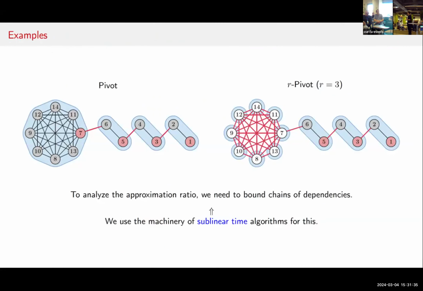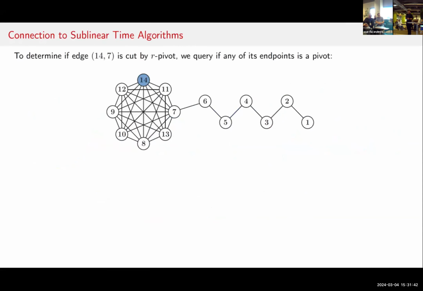Yeah, so the analysis of approximation. The number of rounds of the algorithm is by design R. So you terminate after R rounds. Okay, but the approximation. Okay, so in this clique example, I want to argue that I want to charge this mistake that I make for this edge in the clique. So how do I charge this?